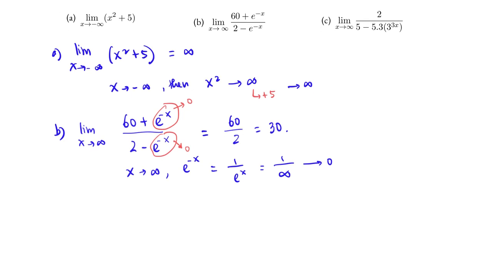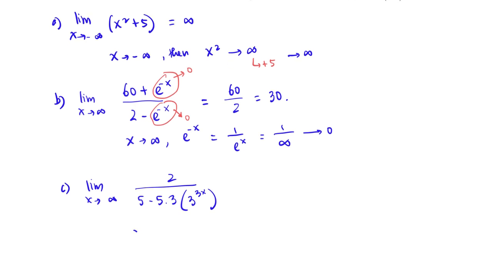For part C, the limit as x goes to infinity of 2 over (5 minus 5.3 times 3 to the power 3x). In this case, similar to the previous two cases, as x goes to infinity, then 3x also goes to infinity. If x is a very large number, then 3 times a very large number is still very large. Now, if we take 3 raised to a very large number, then it is still a very large number.